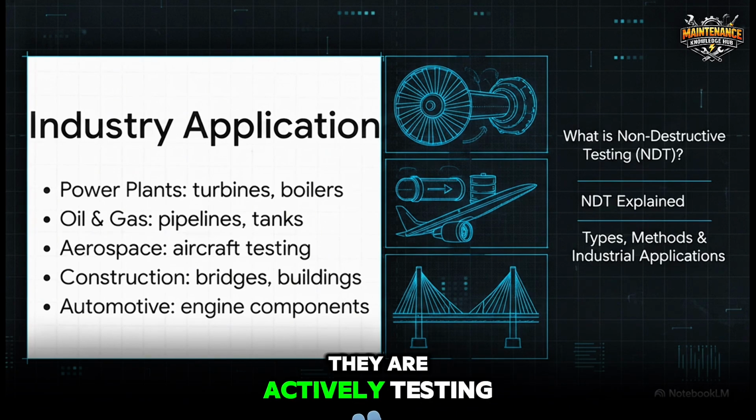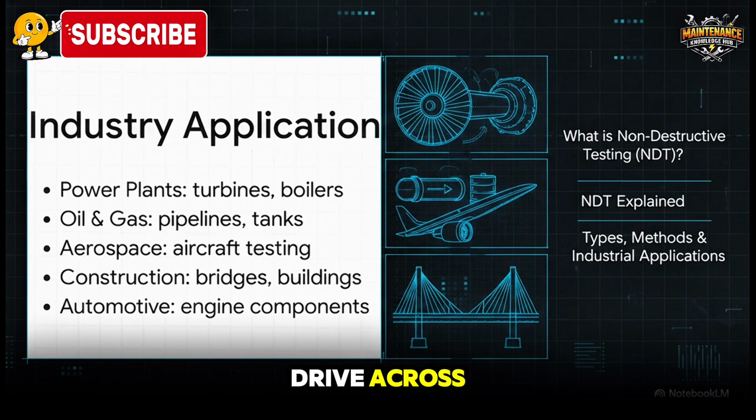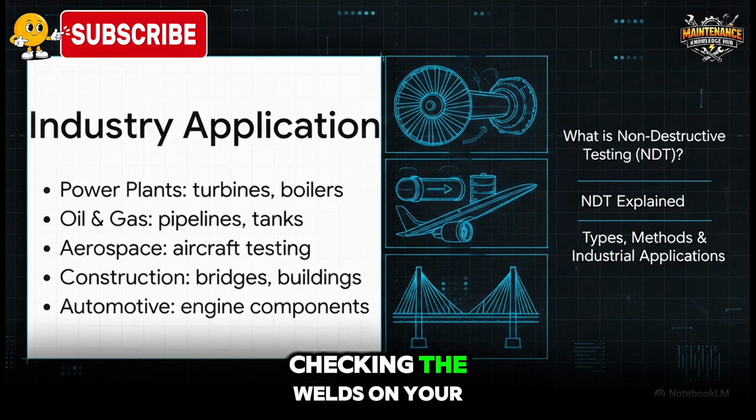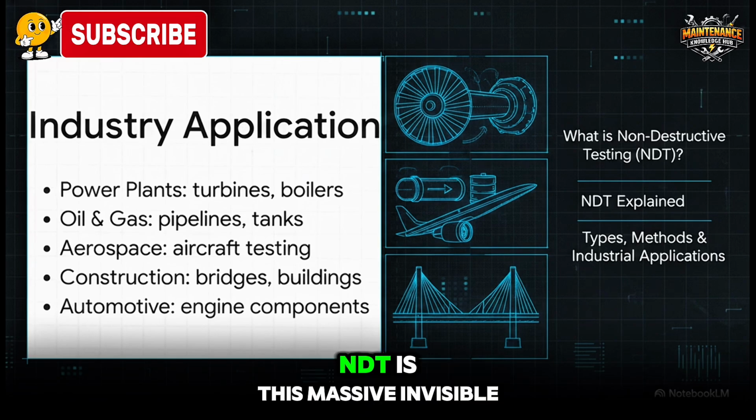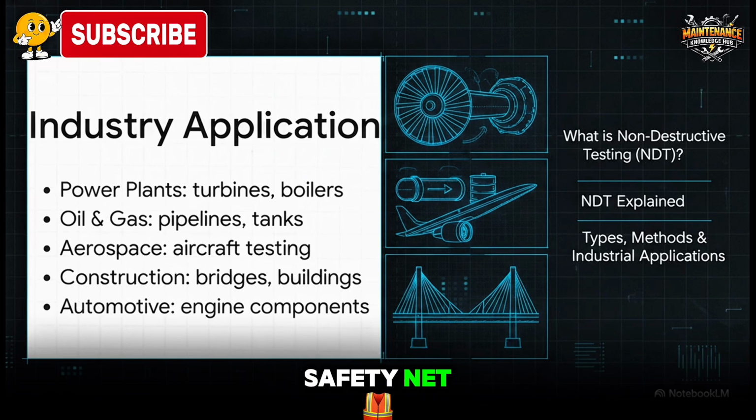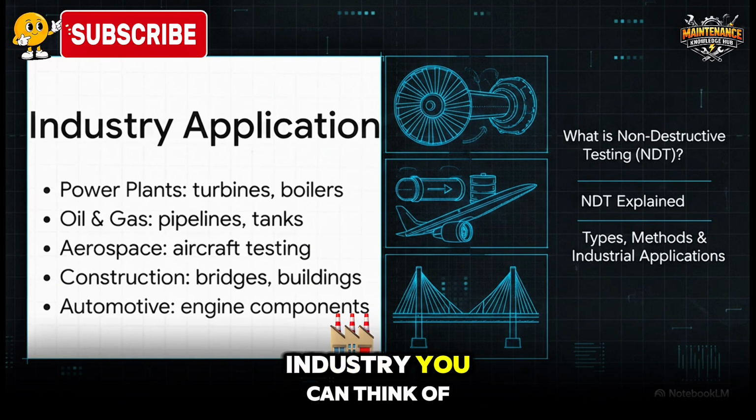Aerospace, they're actively testing the wings and fuselage of the exact airplane you fly in. It's in construction, making sure the bridges we drive across and the steel inside skyscrapers are safe. It's even in the auto industry, checking the welds on your car's chassis. NDT is this massive, invisible safety net covering pretty much every major industry you can think of.